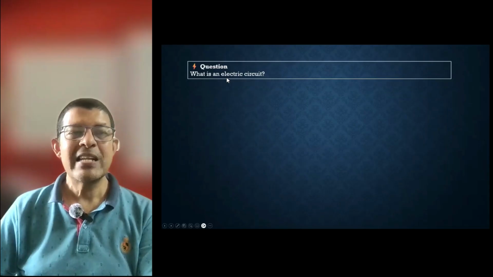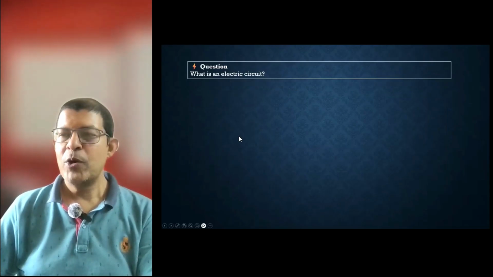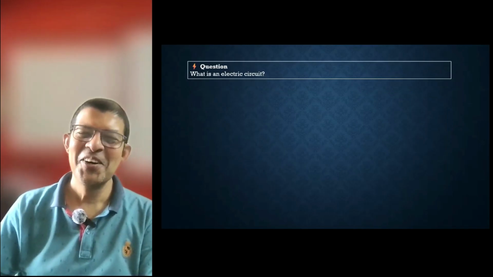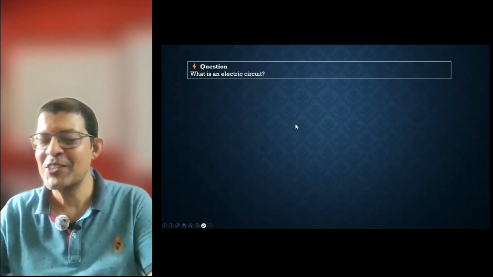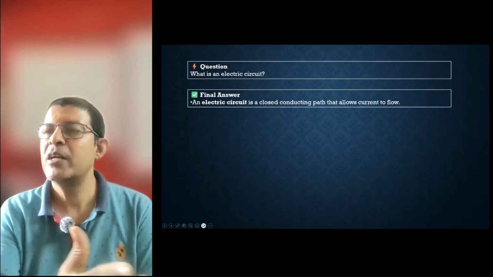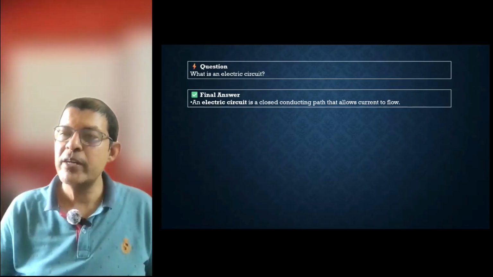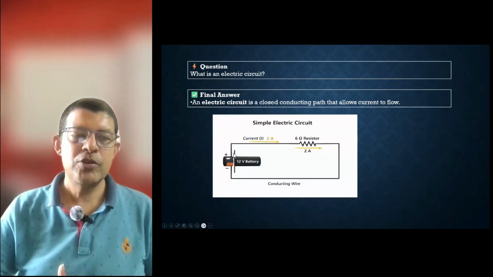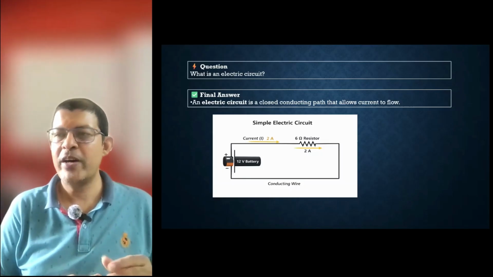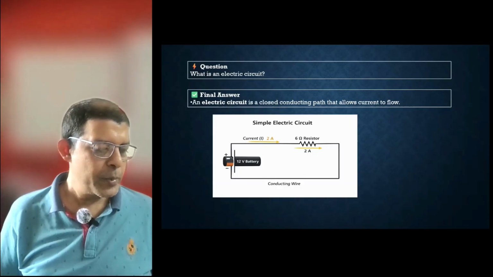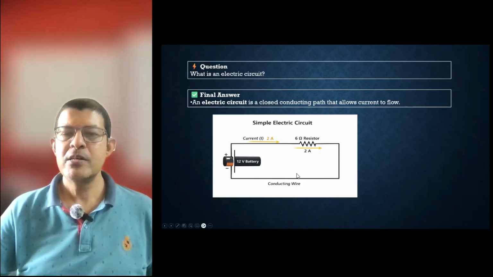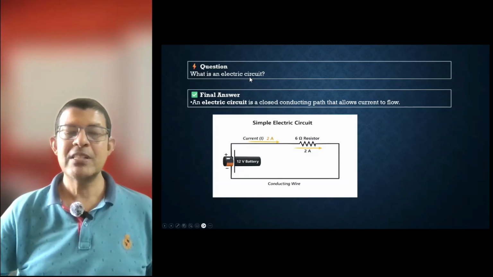Next question. What is an electric circuit? Can you take 1-2 minutes and write it down? Or you can fast forward it. Okay, let me solve it anyway. So, final answer: an electric circuit is a closed conducting path that allows the current to flow. That means there are no open ends in the circuit. You see here the circuit, the battery is connected to a wire, and that wire is connected to a resistor, and the other end of the wire is connected to the negative terminal of the battery. So basically, you see there are no open ends. It's a closed loop, a closed conducting circuit, called an electric circuit.